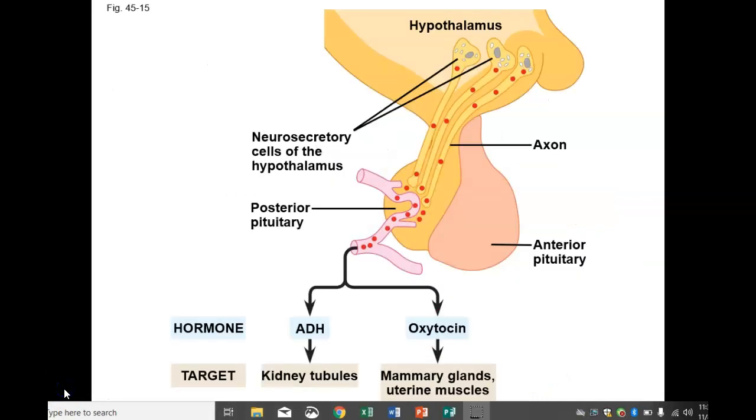For example, the posterior pituitary gland is responsible for releasing ADH, an antidiuretic hormone. What that does is it keeps the amount of water and osmoregularity in your blood. And then it also releases oxytocin, which is important for survival because that controls our mammary glands, our uterine muscles, and forming the basic social bonds.